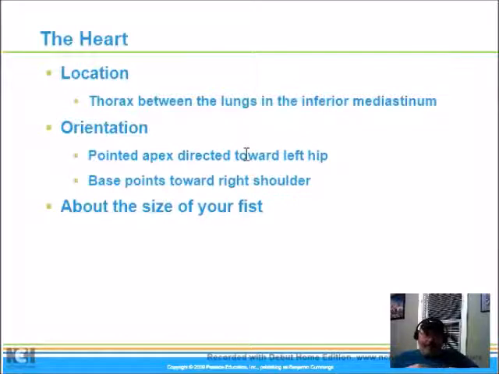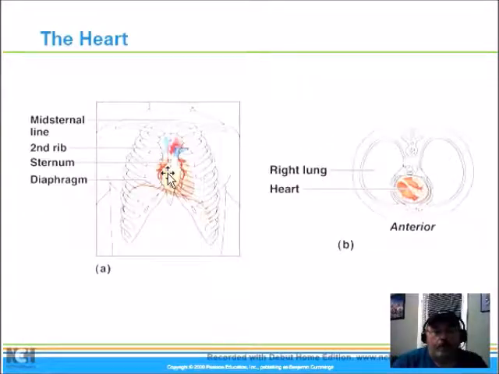We've got the base, which has all of the major vessels coming out at the top. And so the apex is kind of pointed toward your left hip. The base is pointed more or less toward your right shoulder. And this just gives you a view of the location. You can see the diaphragm lies here. You can see the heart there.